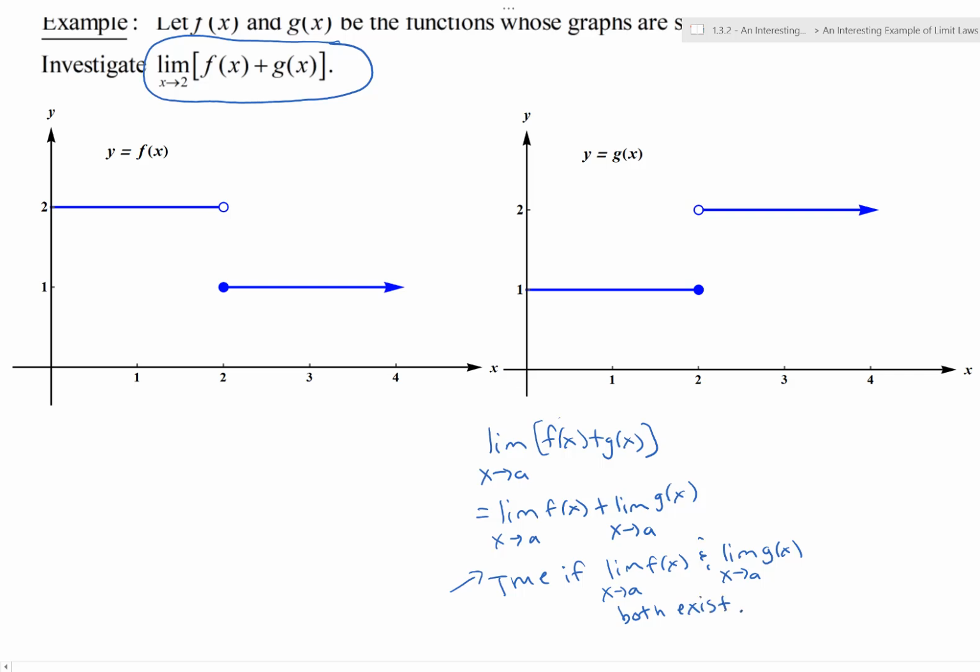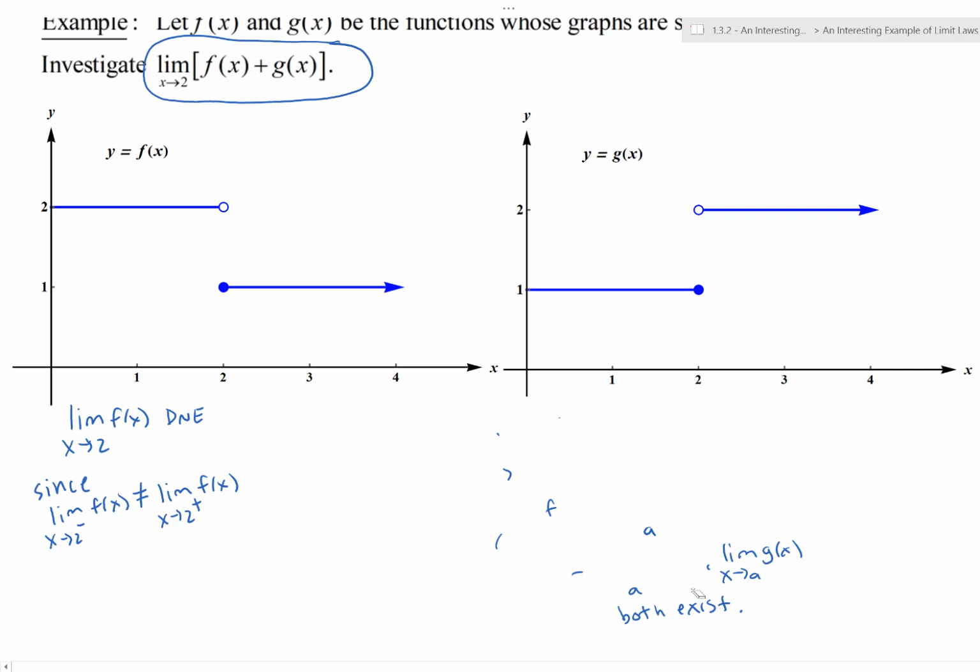So it's kind of like a counterexample here, because we're investigating in our situation the limit as x goes to 2 of the sum of f of x plus g of x. But we notice that for f of x, the limit as x goes to 2 of f of x does not exist, right? Why? Well, since the limit as x goes to 2 from the left of f of x is not equal to the limit as x goes to 2 from the right of f of x. And something similar can be said over here on the right with g of x.